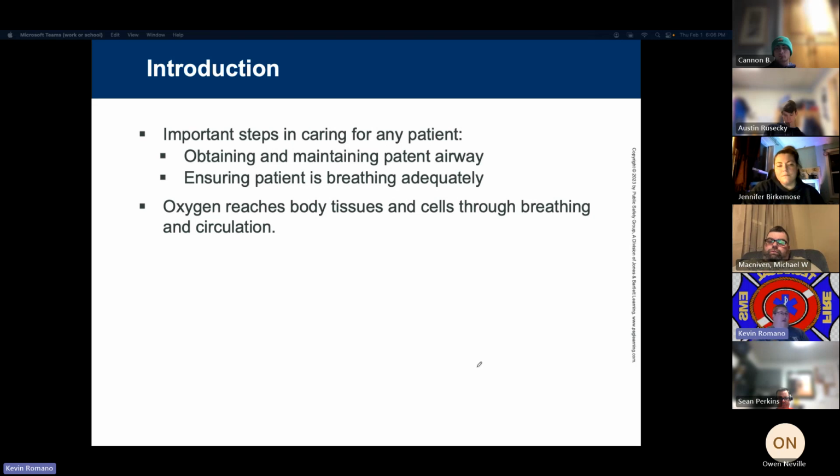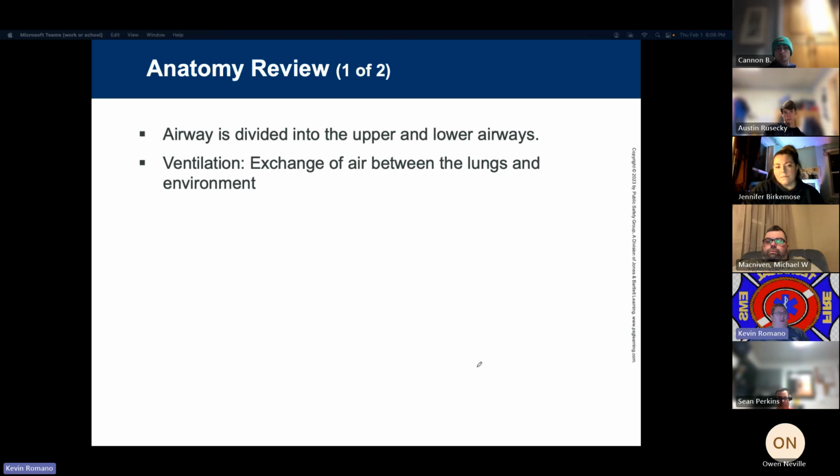So oxygen reaches body tissue and cells through breathing and circulation. We're going to dive deeper into this in the anatomy review here. The respiratory system consists of all the structures in the body that make up the airway and help us breathe or ventilate. That's the respiratory system. The airway is divided into the upper and lower airways.